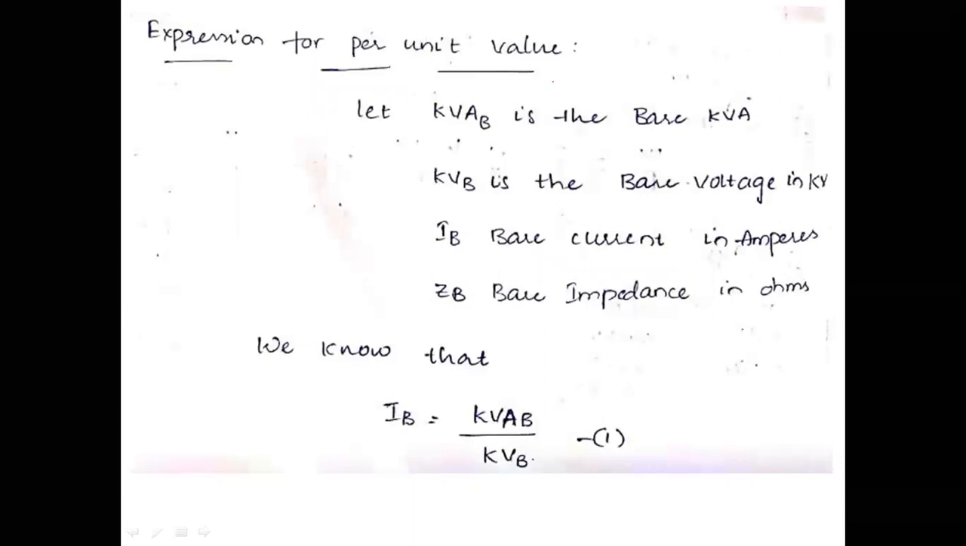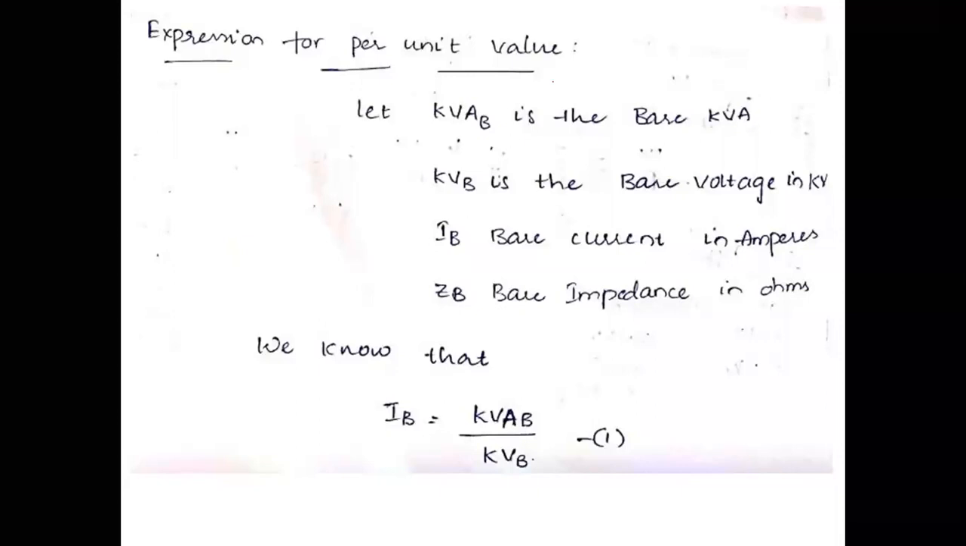Now, expression for per unit value. How can we determine the per unit values in a power system? The per unit value may be an impedance, a current, or a voltage. So, expression for per unit value. In this particular concept, whenever I use the word 'let', that is my assumption.